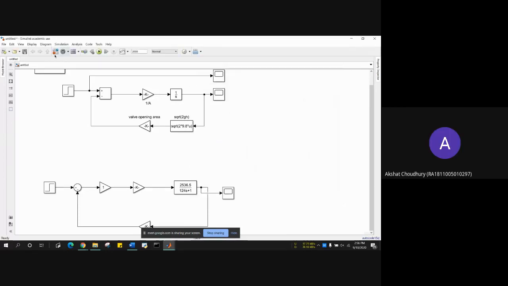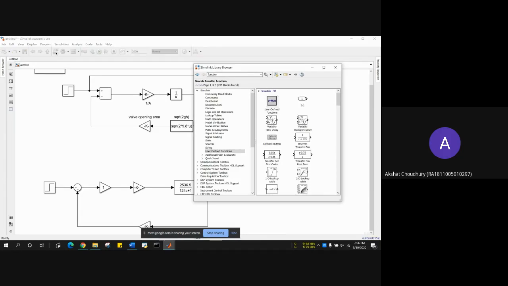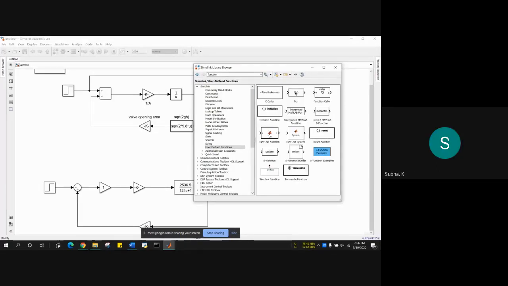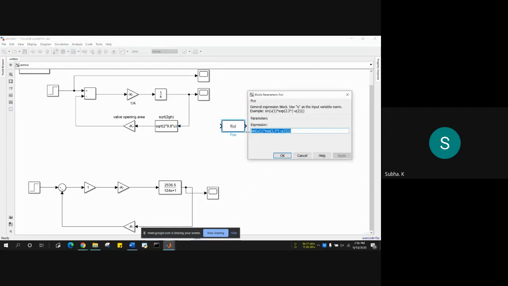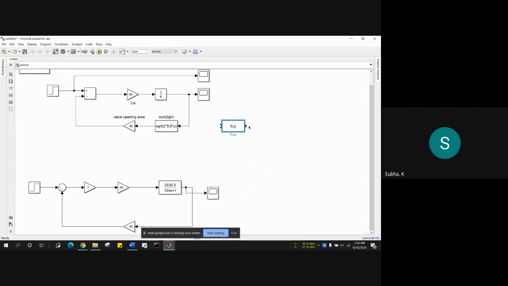Okay, guys, I hope I'm audible and my screen is visible. Just type in function and search for it. The first option you will see is multiple blocks defined as user defined function. Double click on it. Find the second block, f of u, that is your function. Drag it. Otherwise, you give FCN.